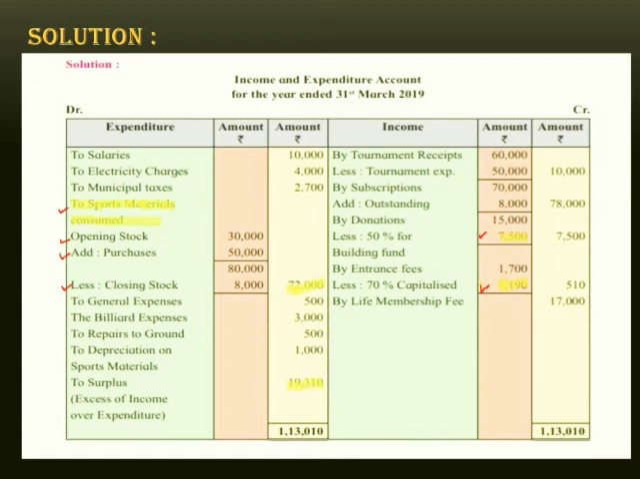Now, after subscription, there is donation given. That donation we are writing in the inner column, 15,000. Again there is adjustment. So we will leave one line for time being. Then come to the building fund.